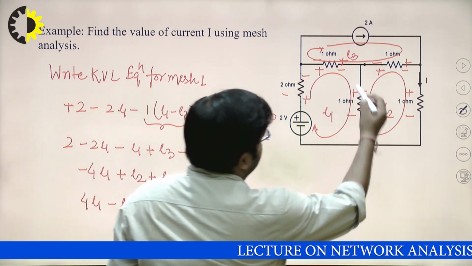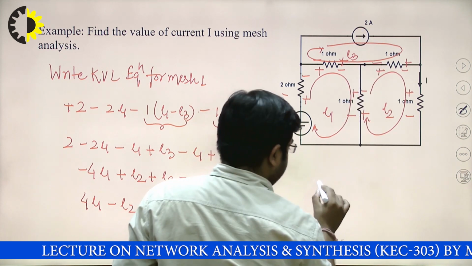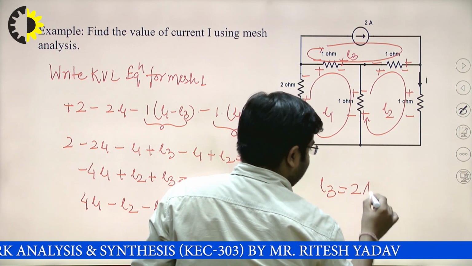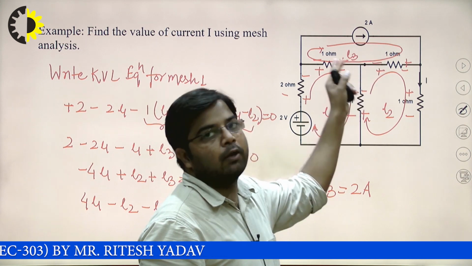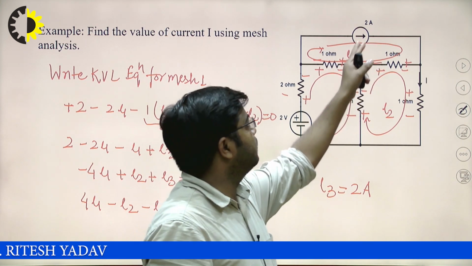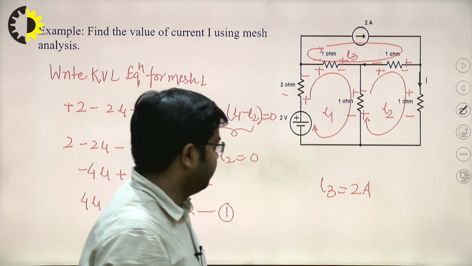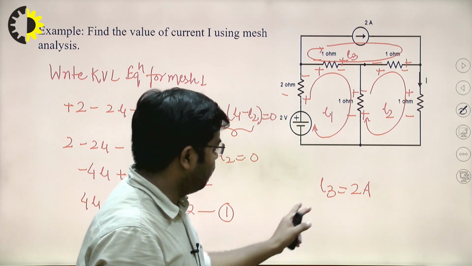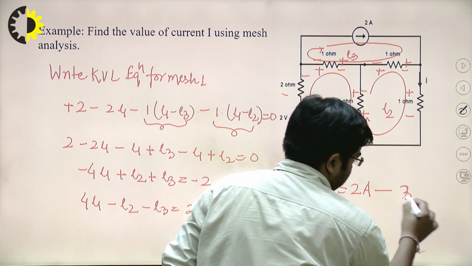Okay. Now just see here, this I3 current is nothing but 2 ampere. Because in this loop you cannot apply the KVL because the voltage drop across the 2 ohm resistance is not known. But this I3 current is 2 ampere. So you can write I3 equals 2. Suppose this is equation number 2.